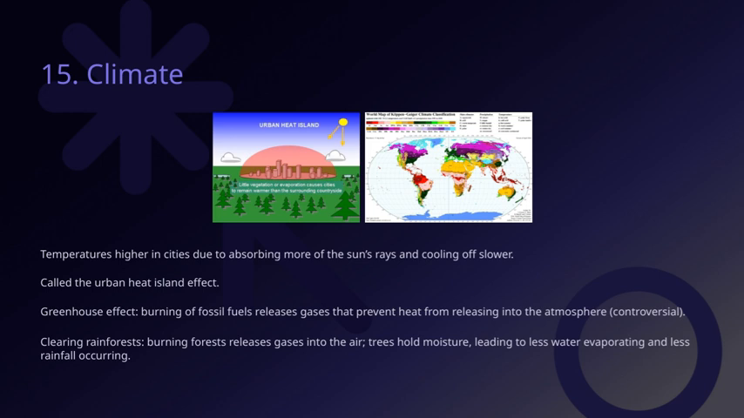Related to that is the urban heat island effect. Cities tend to be warmer than surrounding areas because they absorb more of the sun's rays and cool down more slowly. This not only affects local climates, but also makes urban areas more vulnerable to heat stress and energy demands. So overall, these interconnected processes, deforestation, greenhouse gases, and urban heat, highlight how human activities are significantly impacting our climate. It's a reminder of why sustainable practices are so vital for our future.